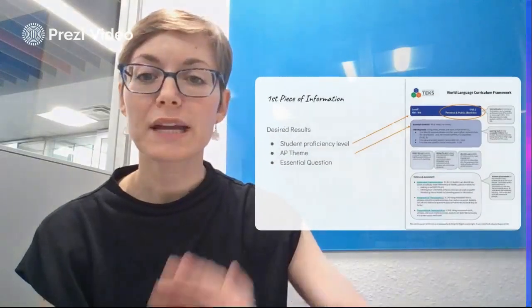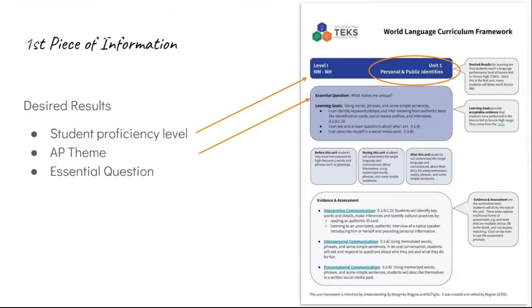The first really important piece of information on your thematic unit document is the desired results for learning. This should sound familiar because it's the first stage in backward design. The example you see on the screen is for level 1, and the desired results are clearly labeled for novice mid to novice high proficiency level. You'll also see an AP theme and an essential question.